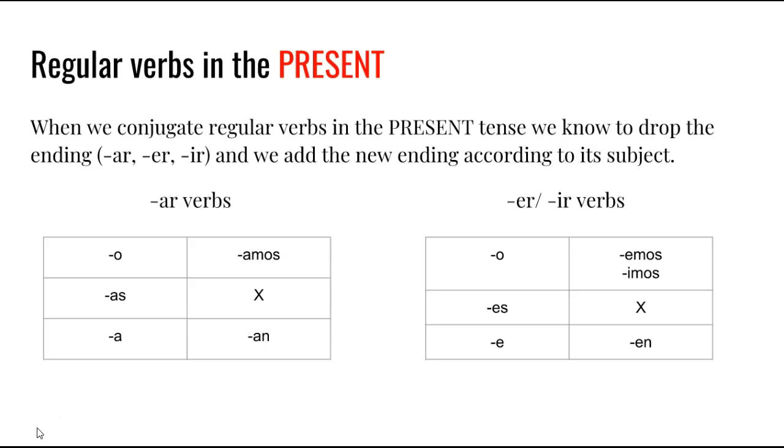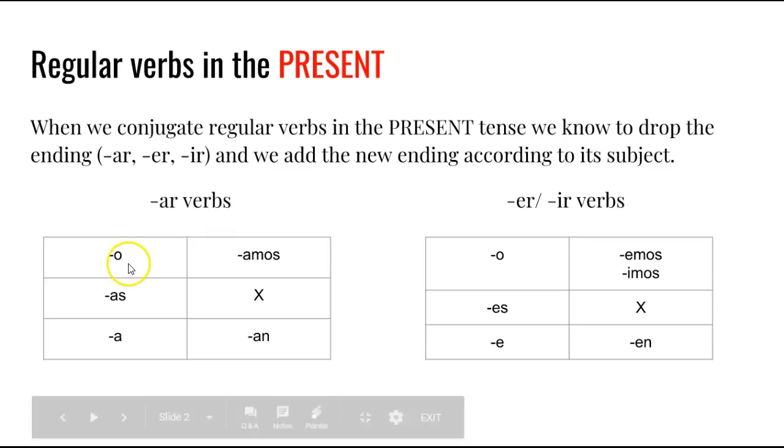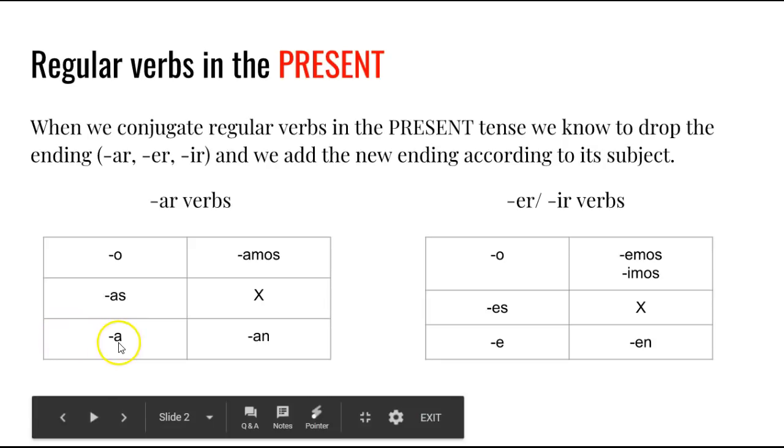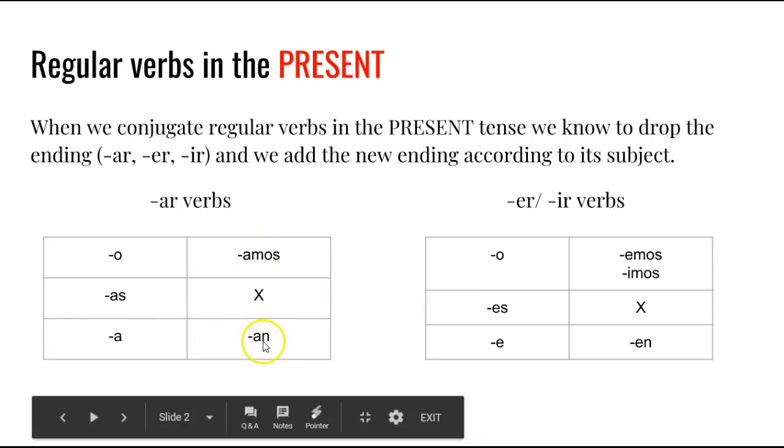So, when we conjugate verbs in the present tense, we know that we have to drop the endings, and the endings again are AR, ER, or IR, and we then add a new ending according to its subject. That means for AR verbs, in the yo form you would add an O, the tú form you would have an as, él, ella, usted, a, nosotros, amos, ellos, an.